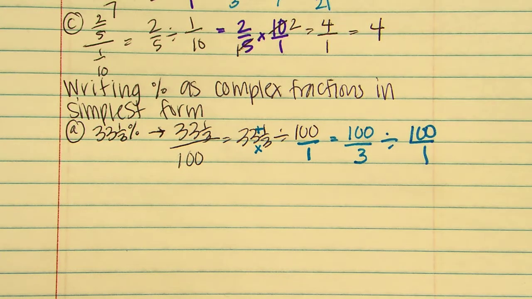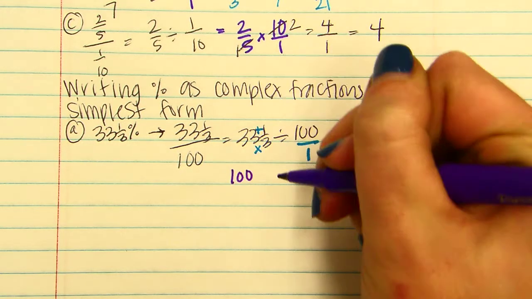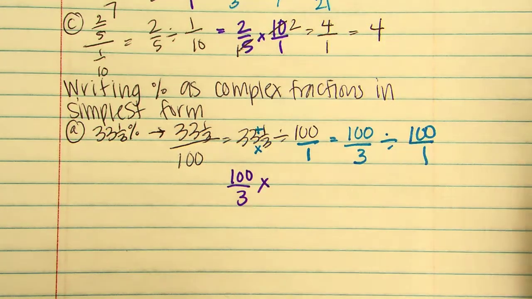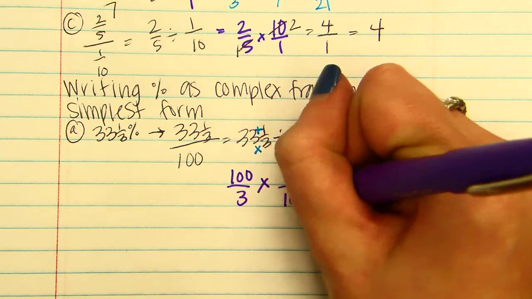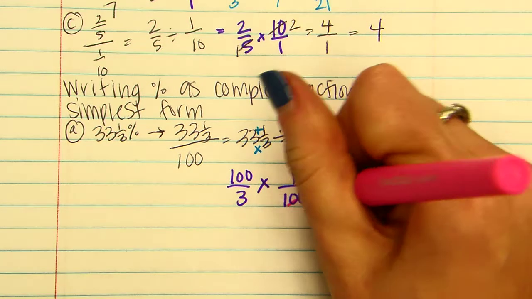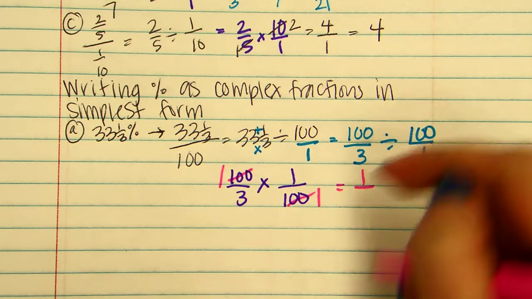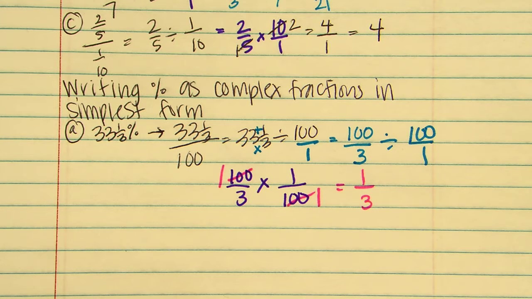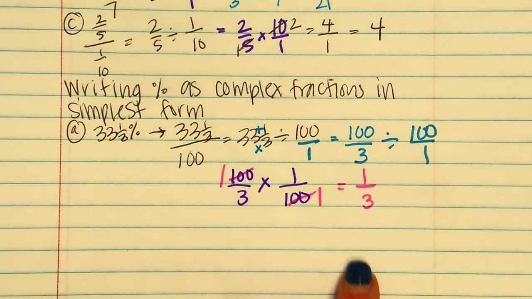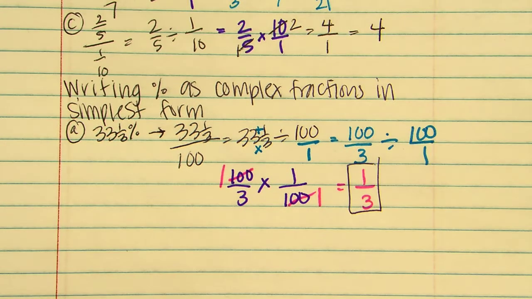And then I know that when I divide fractions, I have to do keep, change, flip. So I'm going to do 100 over 3 times 1 over 100. And then I would cross cancel. 100 goes in here 1 time and in here 1 time. So I have 1 times 1 is 1. 1 times 3 is 3. So 33 1/3% is equal to 1/3 as a simplified fraction.